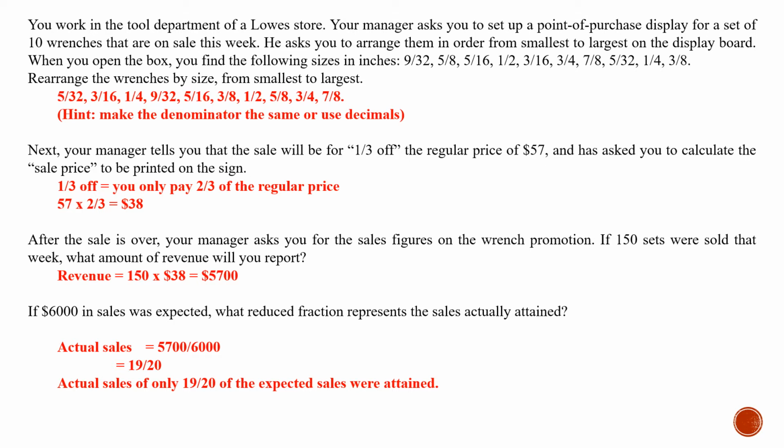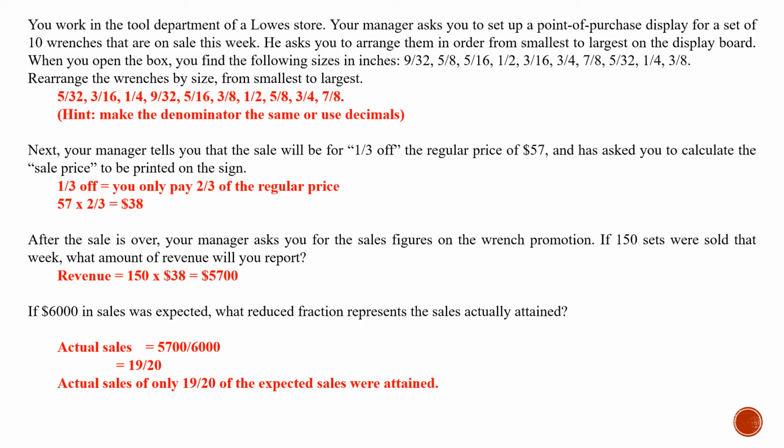So when you see something like this, if you think, oh, you don't know how to do it, either you make the denominator the same, meaning the bottom, make it all 32, and then you can see which is the biggest and smallest. Or I would suggest for you to just use your calculators, change it all to decimals, and rearrange it from small to big. That would actually be the easiest way to do it.